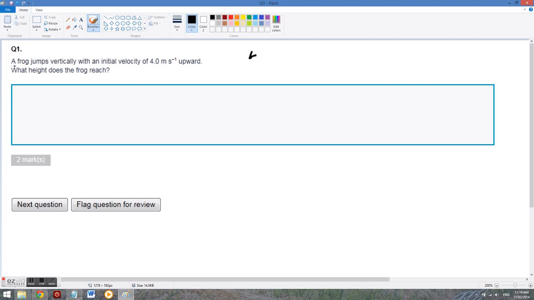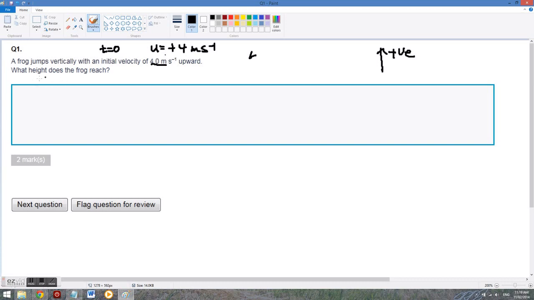Okay, again, let's read the question. A frog jumps vertically with an initial velocity. Initial means when t equals 0, the velocity will be this, upwards. So we said upwards is positive. So your initial velocity u will be positive 4 meters per second. Okay, that's u. What height does the frog reach?